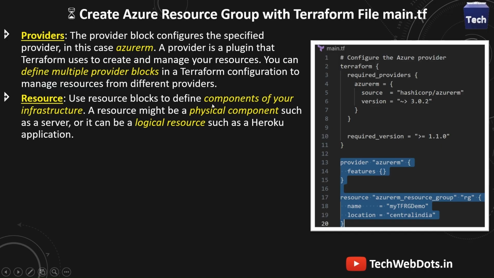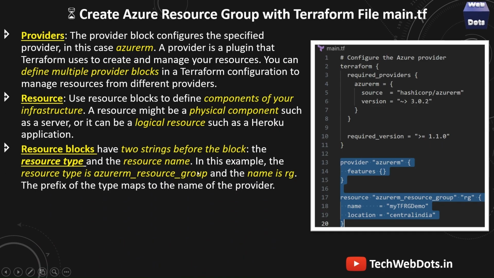Use the resource block to define components of your infrastructure. A resource might be a physical component such as a server, or it can be a logical resource such as a Heroku application. In the resource block, we have two string blocks, the resource type and the resource name. The very first double quote string is the resource type and the second double quote string is the resource name. In this example, the resource type is azurerm_resource_group and the name is RG.